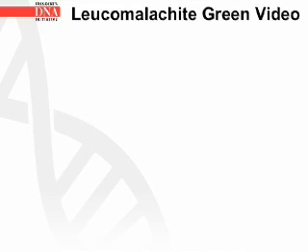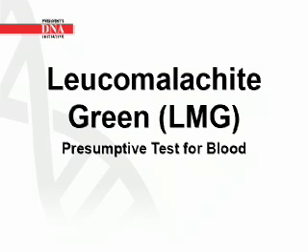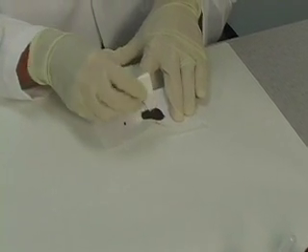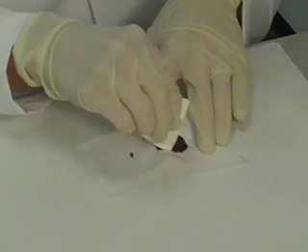This video shows how to perform the Leuco-Malachite green test. Leuco-Malachite green, also known as LMG, is a presumptive test for blood. After putting on appropriate protective gear, the analyst swabs the suspected blood stain with a swab or clean filter paper. Next, 1 to 2 drops of the LMG reagent is added.